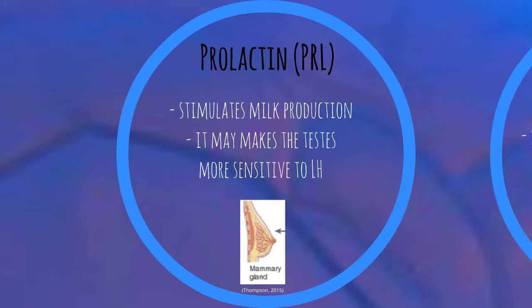Prolactin, short PRL. During pregnancy, females have higher levels of prolactin, which stimulates milk production in mammary glands. Most of the time, the prolactin inhibiting hormone inhibits release of prolactin by the anterior pituitary gland. In males, a hypersecretion of prolactin causes erectile dysfunction. It also may make the testes more sensitive to luteinizing hormone, which we will discuss in the next slide.